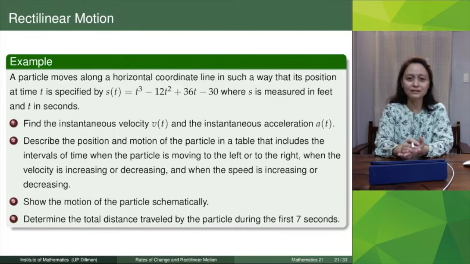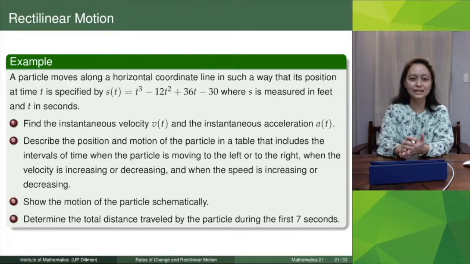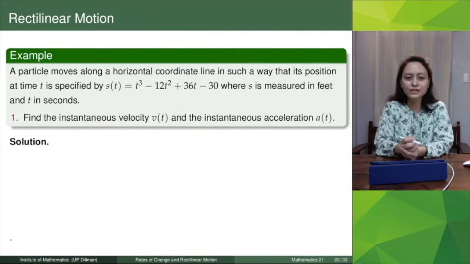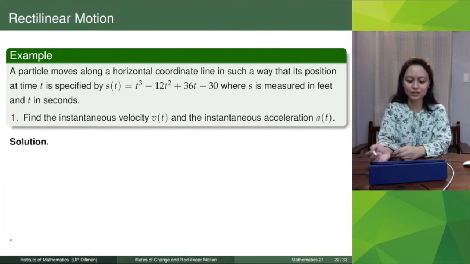In such a way that its position at time t is specified by this function. S of t equals t cubed minus 12t squared plus 36t minus 30, where s is measured in feet and t in seconds. So let's look at the questions one by one. First, we're asked to find the instantaneous velocity and the instantaneous acceleration.